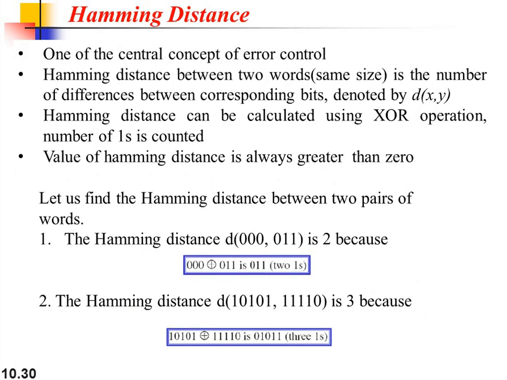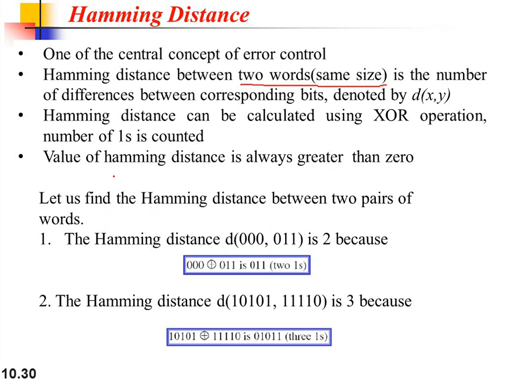So there is one concept called Hamming distance. Hamming distance you can easily find out for error control. This Hamming distance is the distance between 2 words of the same size. This is very important: 2 words of the same size. Size means the bit size should be the same. It is the number of differences between the corresponding bits.